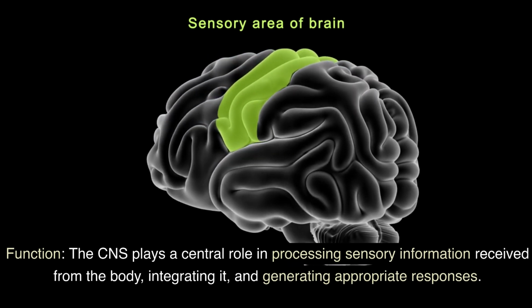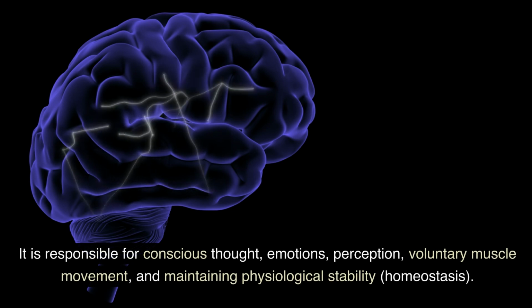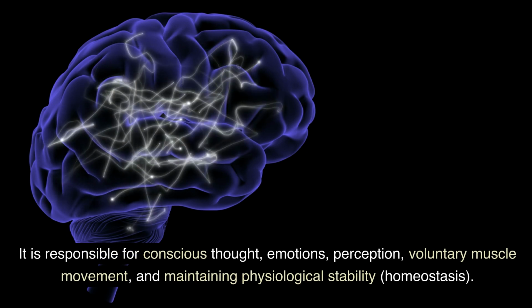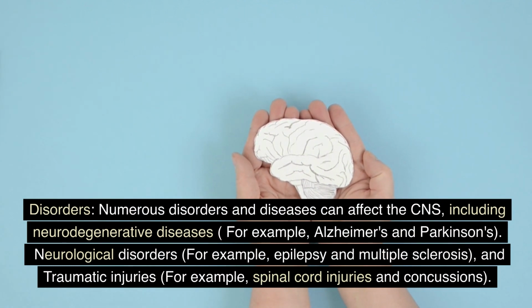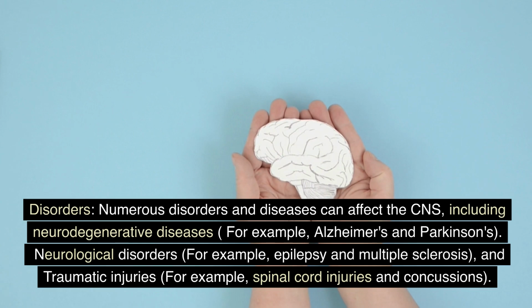Function. The CNS plays a central role in processing sensory information received from the body, integrating it, and generating appropriate responses. It is responsible for conscious thought, emotions, perception, voluntary muscle movement, and maintaining physiological stability, homeostasis. Disorders. Numerous disorders and diseases can affect the CNS, including neurodegenerative diseases, for example, Alzheimer's and Parkinson's. Neurological disorders, for example, epilepsy and multiple sclerosis, and traumatic injuries, for example, spinal cord injuries and concussions.